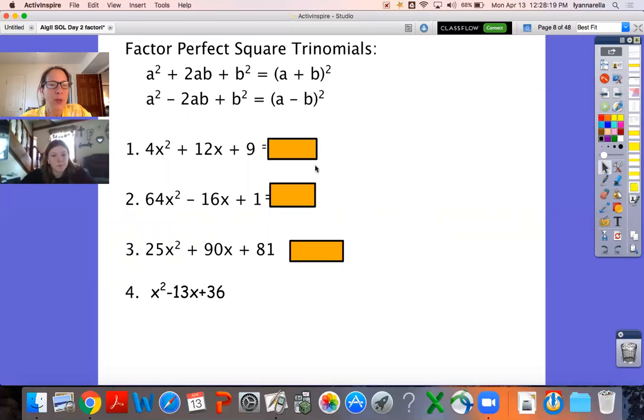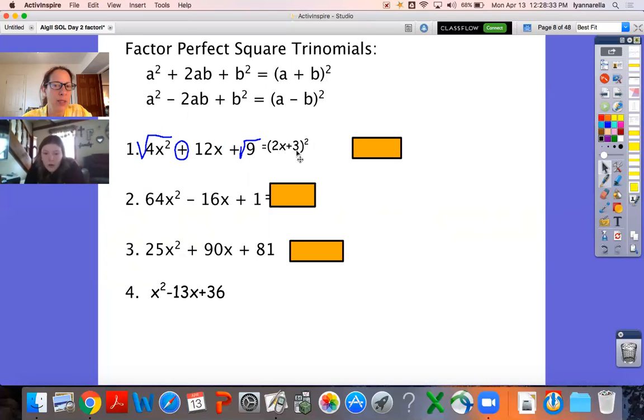And then these are the perfect square trinomials. So if I took the square root of 4x squared, I'd get 2x, and the square root of 9, I would get 3. And I have to look at that middle sign and say, that's the one that works for both of my factors. So it's going to be a 2x plus 3 quantity squared. Because 2x times 3 is 6x, and if I double that, I get 12x.